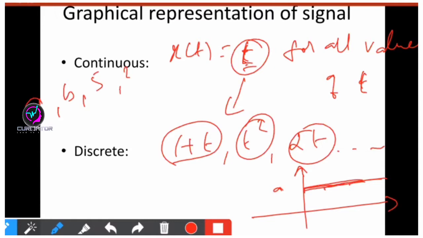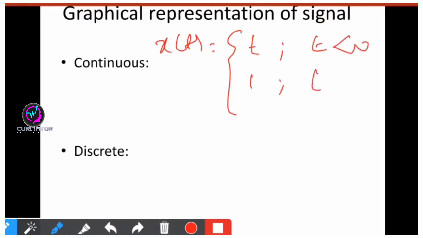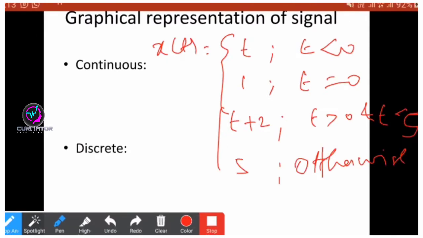And another way to represent any signal, there are different types of signals. I will show another signal. For example, x of t equal to t for t less than 0, and 1 for t equal to 0, and t plus 2 for t greater than 0 and t less than 5, and 5 otherwise.